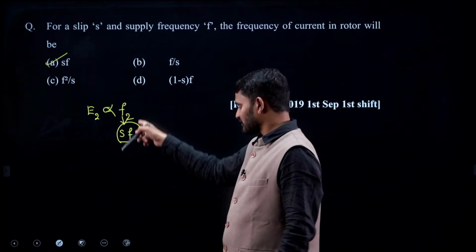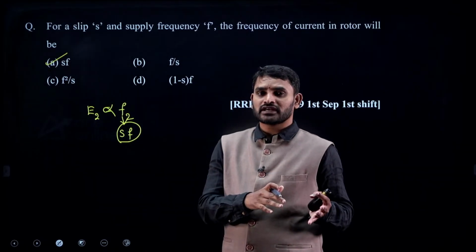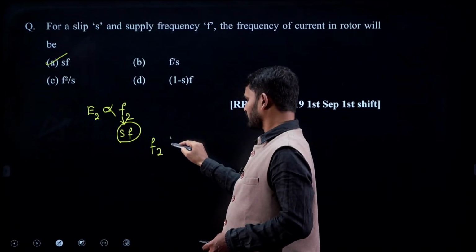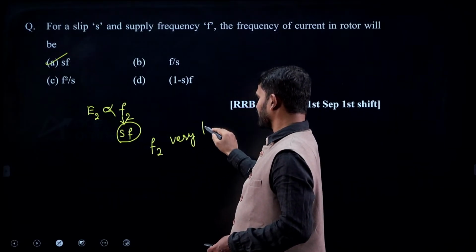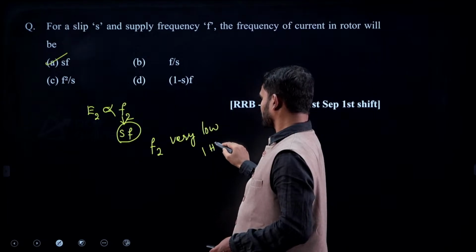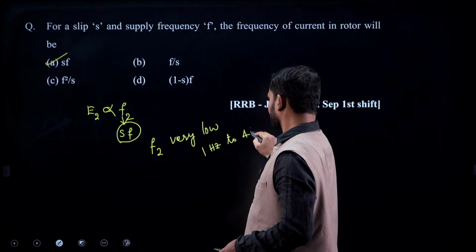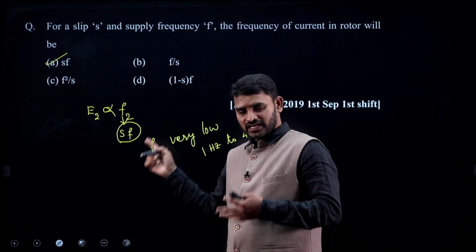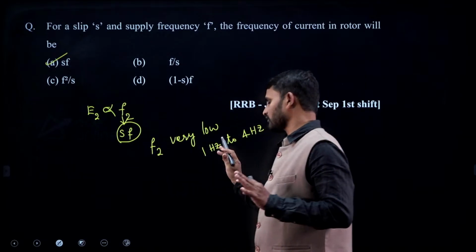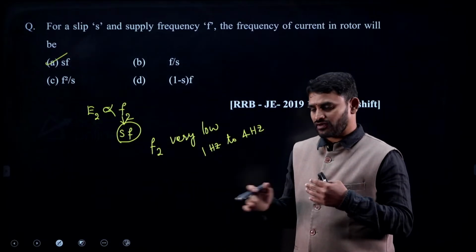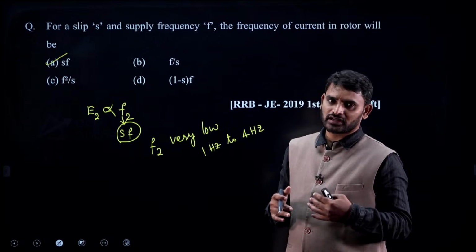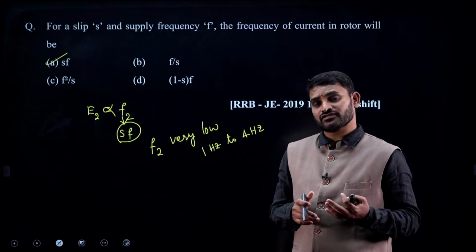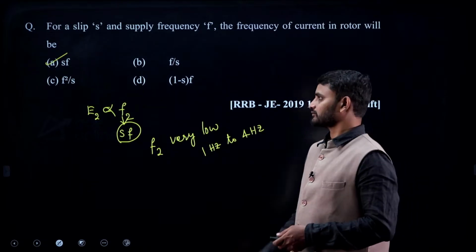This is the reason why we say the induction motor is a variable frequency device. F2 is very low, 1 Hz to 4 Hz. Supply frequency is 50 Hz. Stator frequency is 50 Hz, and rotor frequency is very low. That's the reason why we call the induction motor a variable frequency machine, whereas the transformer is a constant frequency machine.